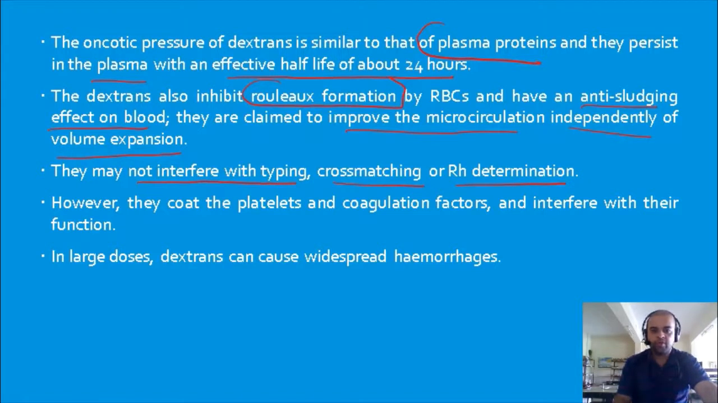Okay, so however, they coat the platelets and the coagulation factors, and they interfere with their function, that is, they directly affect the coagulability of the blood. Okay, sorry for that pronunciation. In large doses, dextrans cause widespread hemorrhages. So that's why there are chances of hemorrhage associated with dextran, as they affect the functioning of the platelets as well as the coagulation factors.